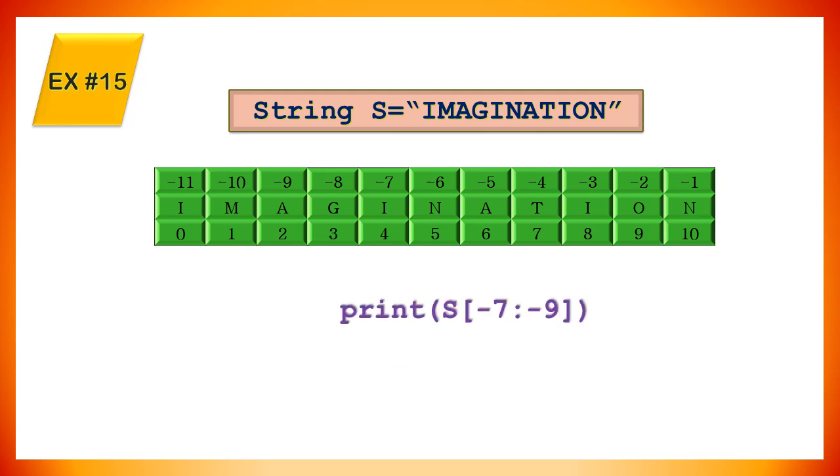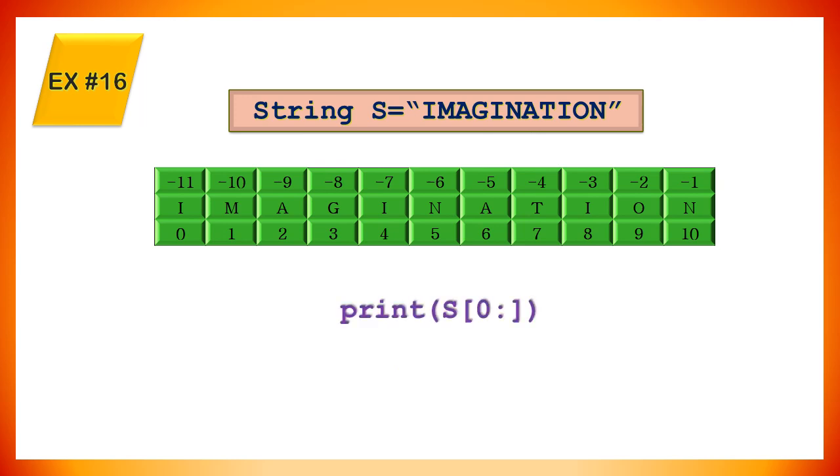Example number 15, S[-7:-9]. Here also see the starting index is minus 7, which is 4 in forward indexing, and minus 9 is index 2 in forward indexing. So you can see the starting index is much higher than the ending index. So here also an empty string will be generated and shown in the output.